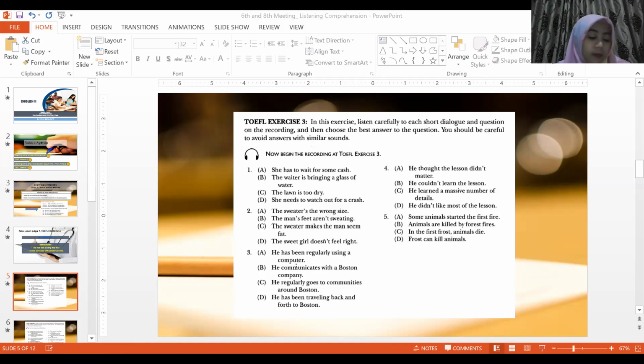Number 5. It's so sad what happened to the animals. Yes, it is. Whenever there's a forest fire, many animals die. What does the woman mean?